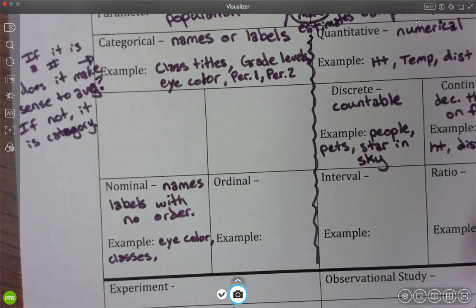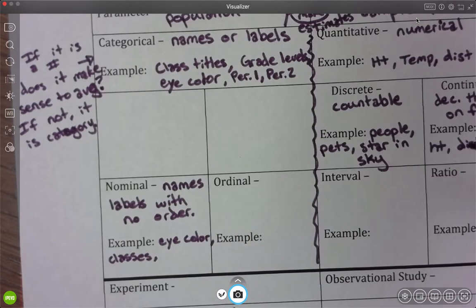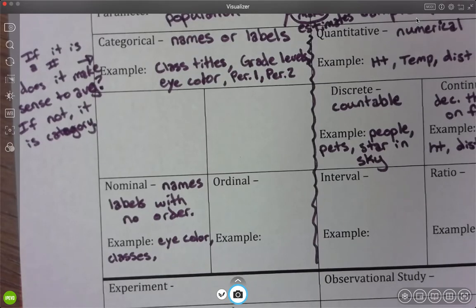Let's see, grade level kind of does have an order, so I won't put that down. But anyway, having no order, like if I say eye color, even though I would say brown eyes is the better eye color because that's what I have, they don't really go in order, right? Like one is not better technically than the other ones, okay?